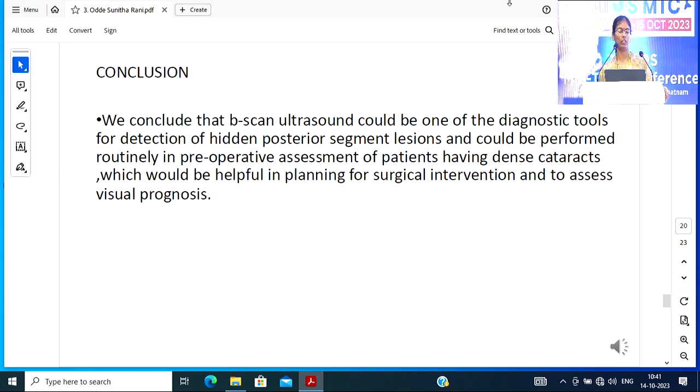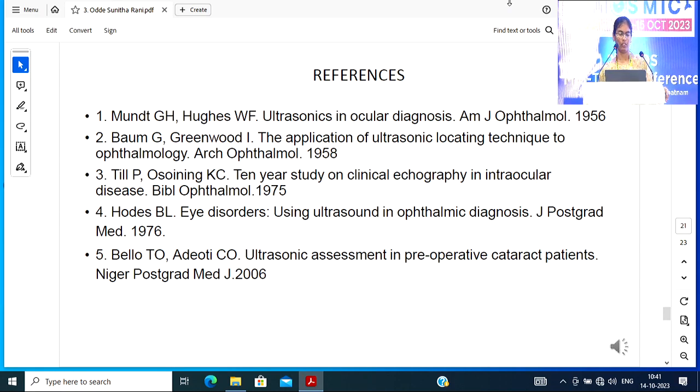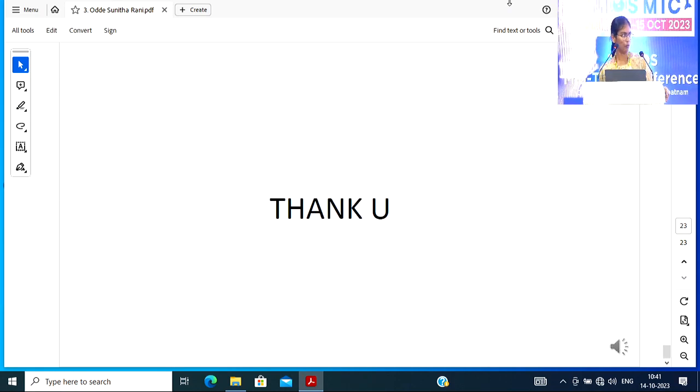Conclusion: we conclude that B-scan ultrasound could be one of the diagnostic tools for detection of hidden posterior segment lesions and could be performed routinely in preoperative assessment of patients having dense cataracts, which would be helpful in planning the surgical intervention and assessing the visual prognosis. These are the references. Thank you.